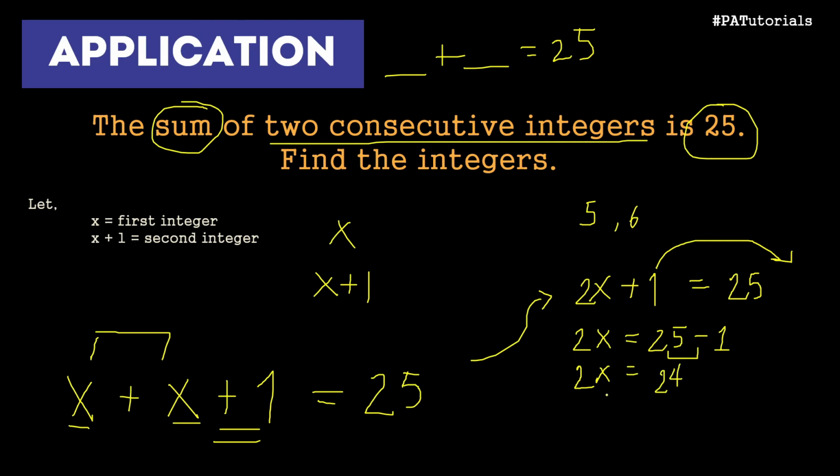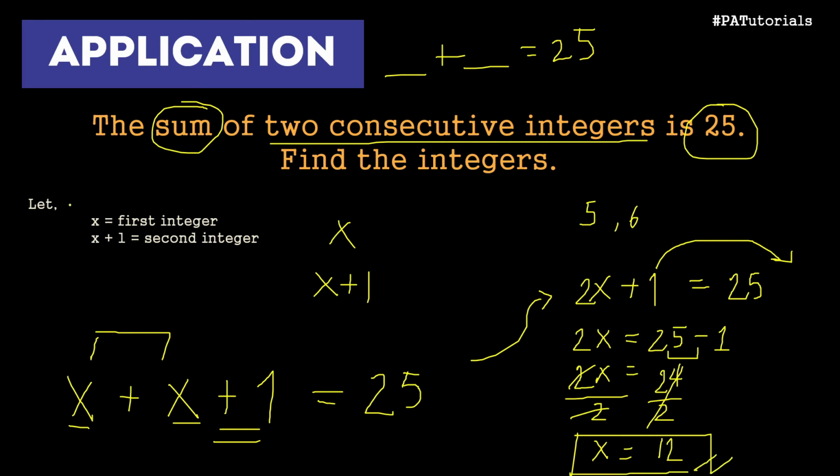Okay? Now, to isolate the variable itself, kailangan natin hiwalay itong 2. So, to do that, kailangan natin i-divide both sides by 2. Okay? So, yung x matitira kasi na-cancel na yung 2. Tapos, yung 24 divided by 2 ay magiging 12. Okay? Ibig sabihin lang nito, yung x ay equal sa 12.